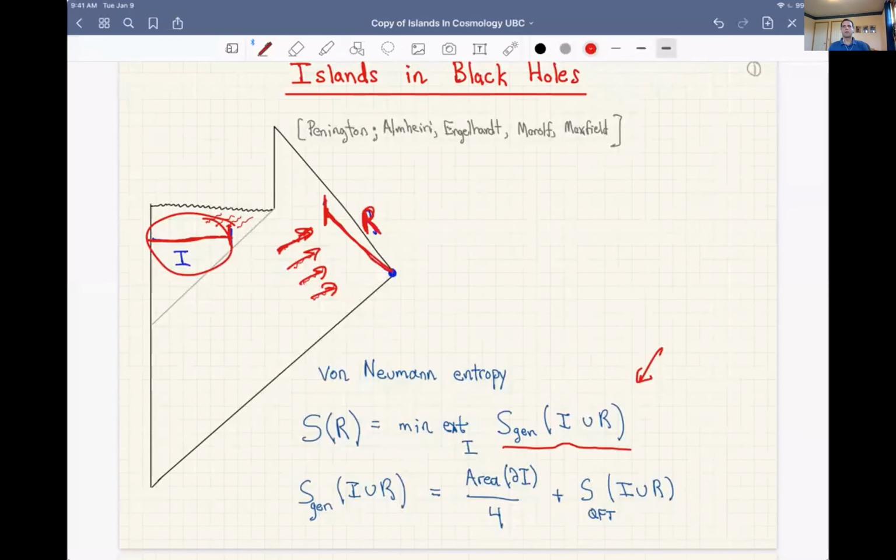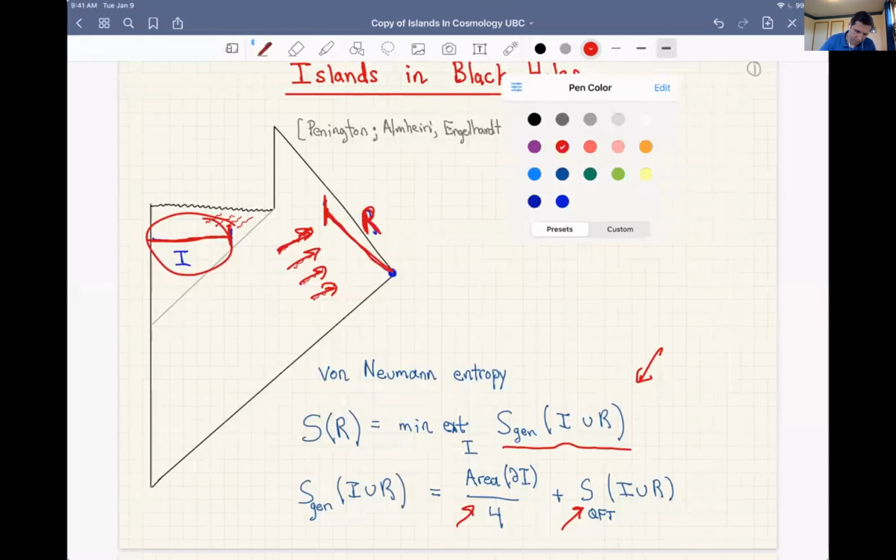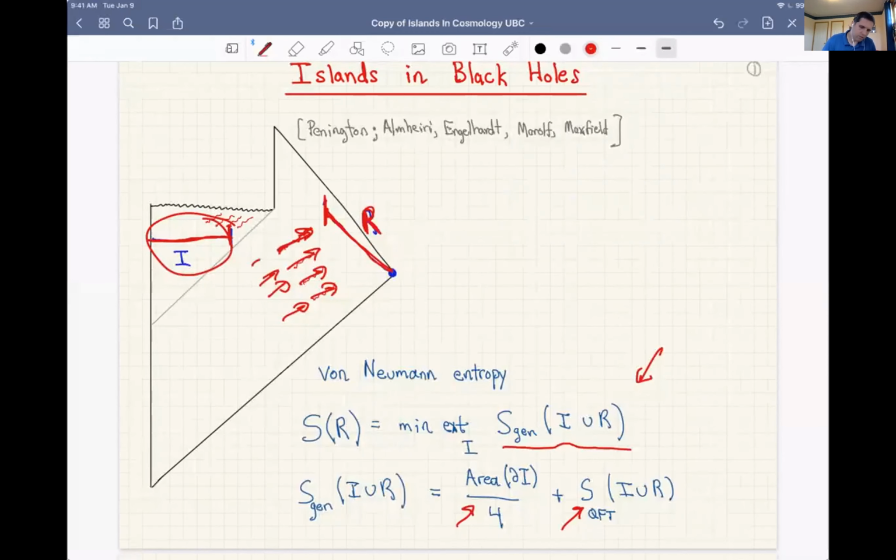So that's the area of the island. You can think of that as the area of the black hole horizon, which is basically what this ends up being for the evaporating black hole. So there's an area term, and then there's a second term, which is the entropy of matter fields. In this case, it's the von Neumann entropy of matter fields on the joint region I union R. Now, what happens in the black hole case is that you have, let's see, my Hawking quanta have gotten sort of obscured here, but we have all these Hawking quanta going out, and those have some interior Hawking quanta inside the black hole on the left, with which they're entangled.